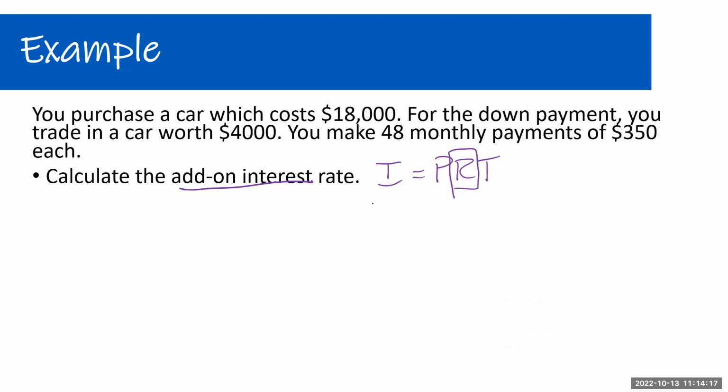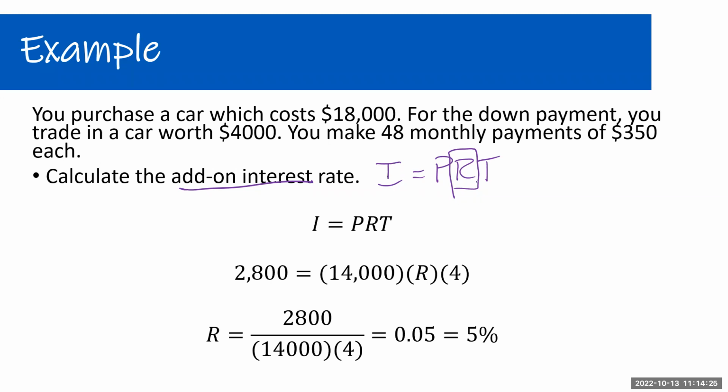We just calculated that. We know P, because we know we borrowed $14,000, and we know T, because we know that we're doing it for 4 years. So this is the amount borrowed. This is the 4-year term. And this is the interest calculated on the last slide.